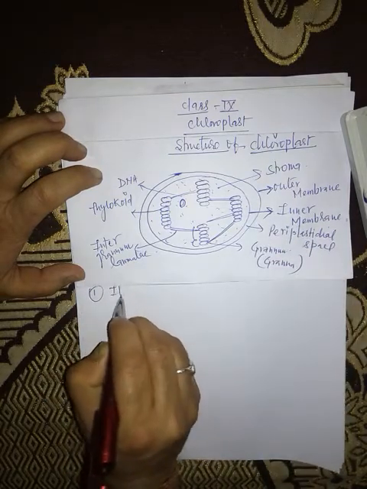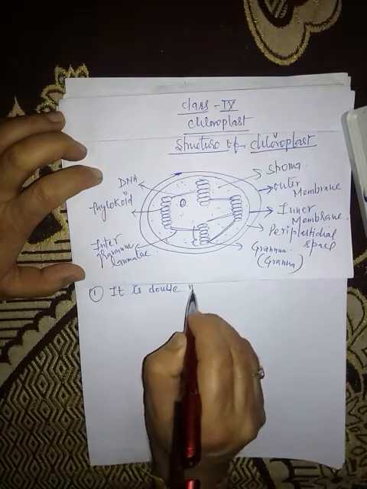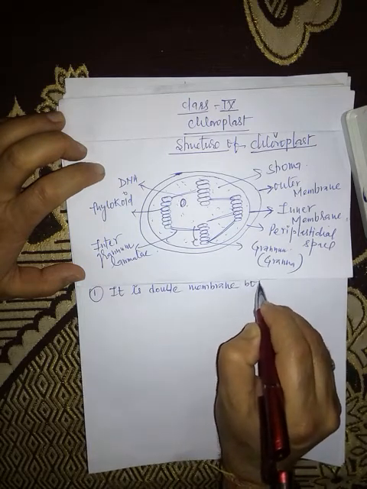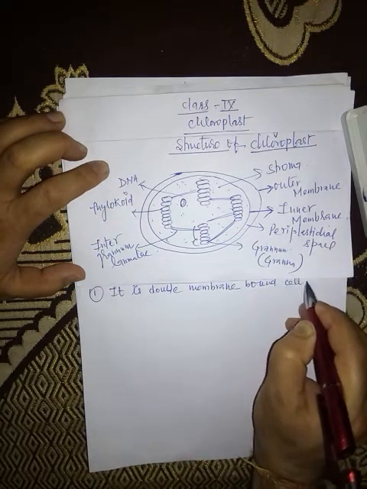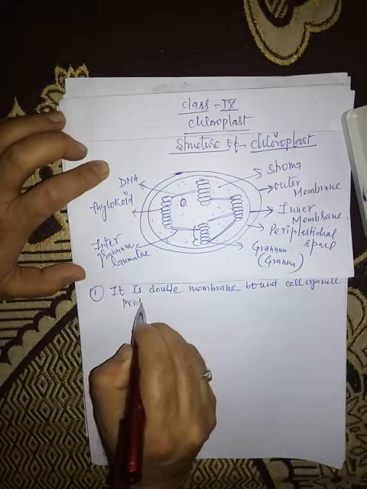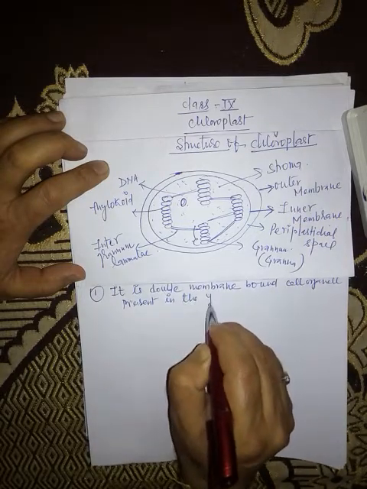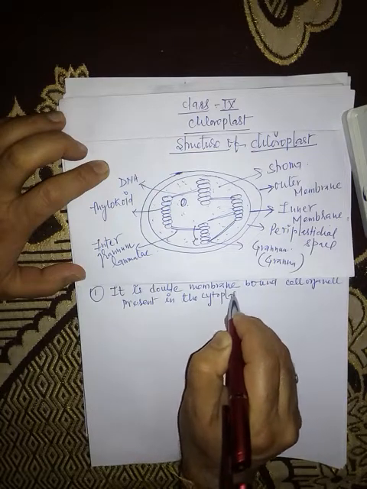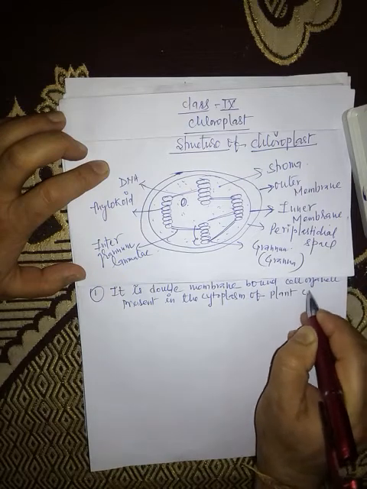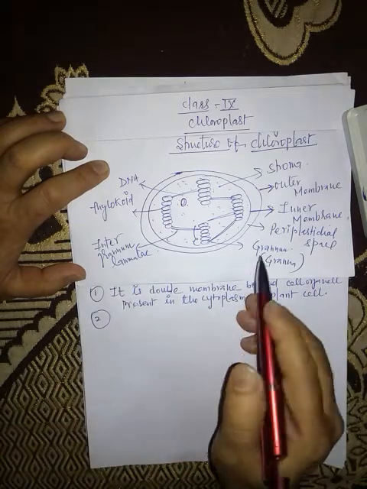First, it is a double membrane bound cell organelle present in the cytoplasm of the plant cell. Okay.